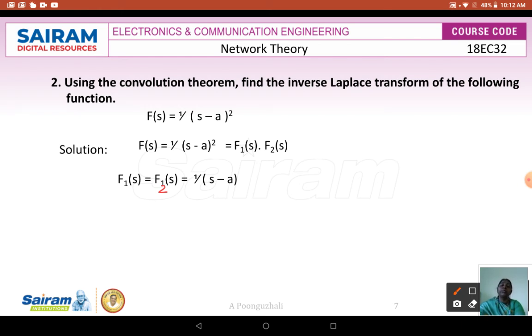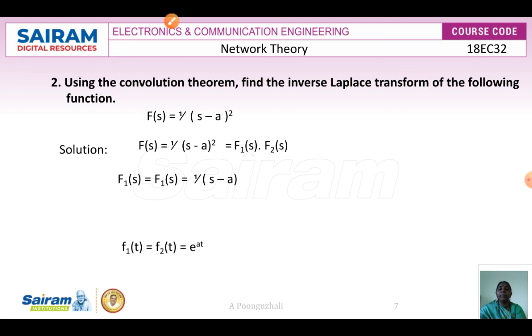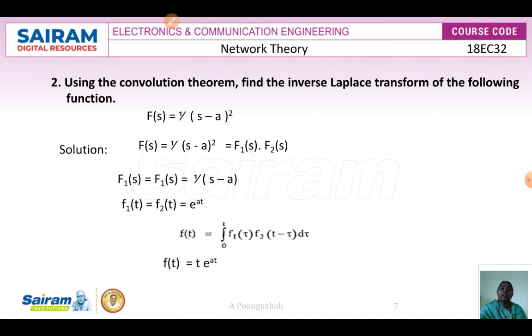So what is the inverse of 1 by s minus a? It is e power at. So f1 of t is equal to f2 of t is equal to e power at. Now if I write it in the formula, the inverse Laplace transform f of t is equal to integral 0 to t f1 of tau into f2 of t minus tau d tau. So what is f1 of tau? F1 of tau is going to be e power a tau, and f2 of t minus tau is going to be e power a into t minus tau.